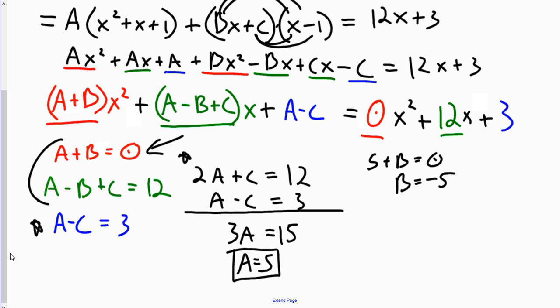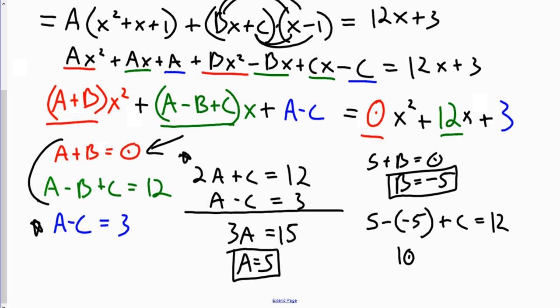And then my c, using my green equation, that second equation there, substituting in my a and b. So I get 5 minus a negative 5 plus c equals 12. So I get 10 plus c equals 12. And I get c is equal to 2.